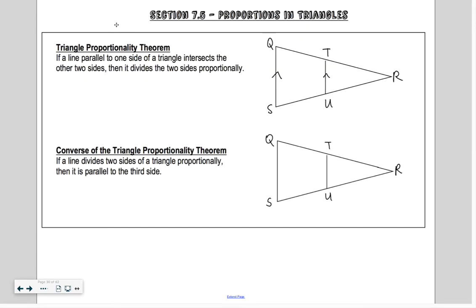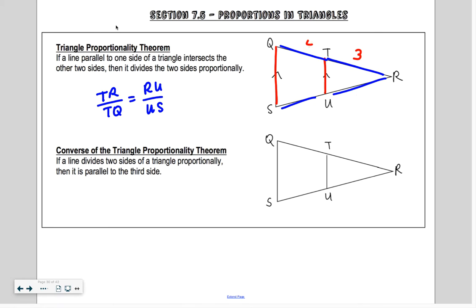All right, so we're on section 7.5, which is on proportions and triangles. So the first theorem that we have is called the triangle proportionality theorem. And it says that if we have a line that's parallel to another line in a triangle, then it divides the sides proportionally. So basically, like TR over TQ ends up being the same as RU over US. You guys see what I'm saying? Like if this was 3 and 4 and this was 6, this would be 8. Does that make sense?